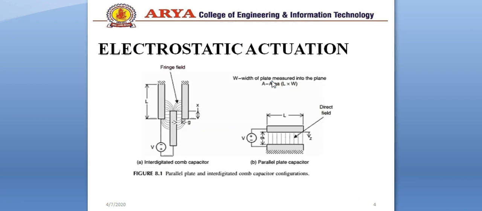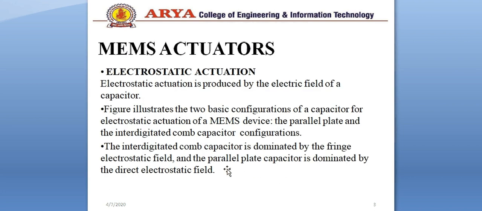These are the interdigitated comb capacitor and the parallel plate capacitor. So what is the difference between these two types of configuration?